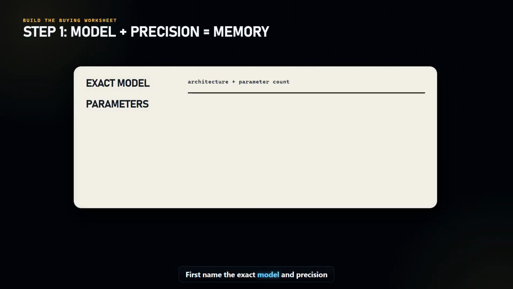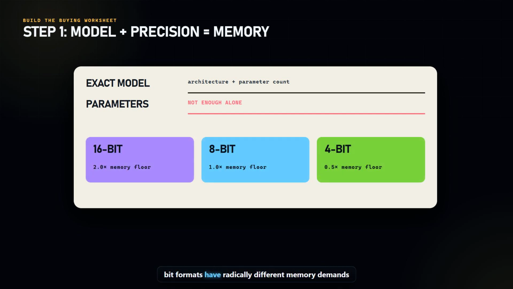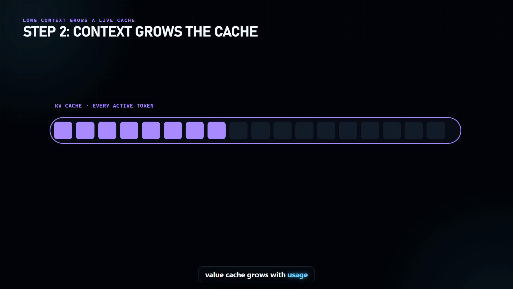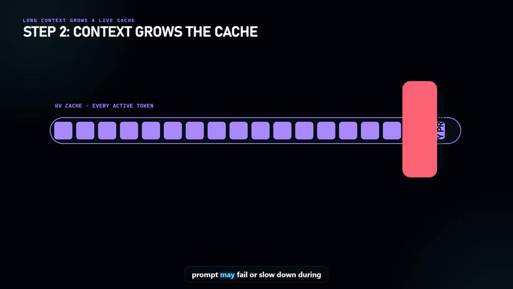First, name the exact model and precision. A 70 billion parameter model is not enough. 4-bit, 8-bit, and 16-bit formats have radically different memory demands. Second, choose the context length. The key-value cache grows with usage. A model that fits at a short prompt may fail or slow down during a long coding session.